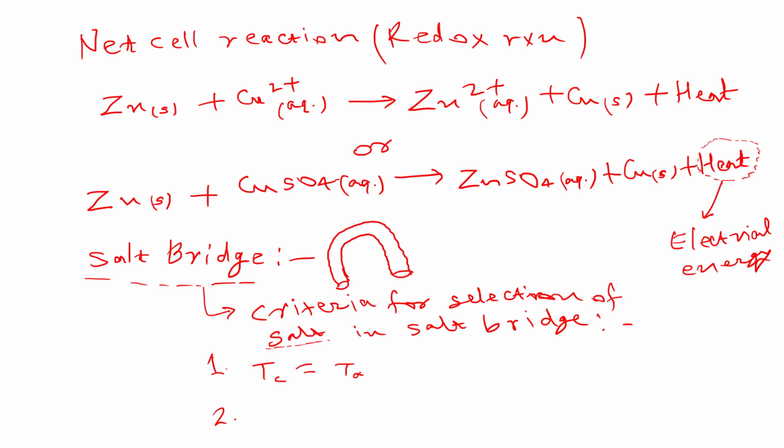Transport number is connected with mobility, so the mobility of the cation should be equal to the mobility of the anion. Anything else? It should minimize the liquid-liquid junction potential. Actually that is the function of the salt bridge, but here we are discussing the criteria for selecting which salt we use in the salt bridge. That is the thing we are to discuss here.